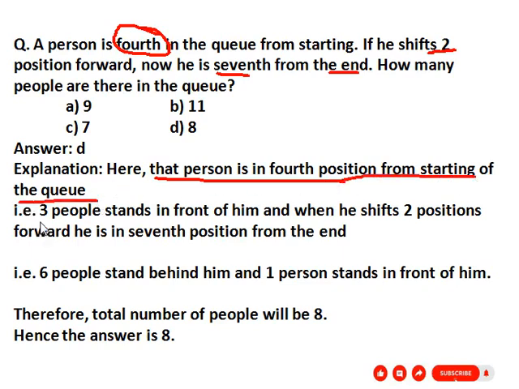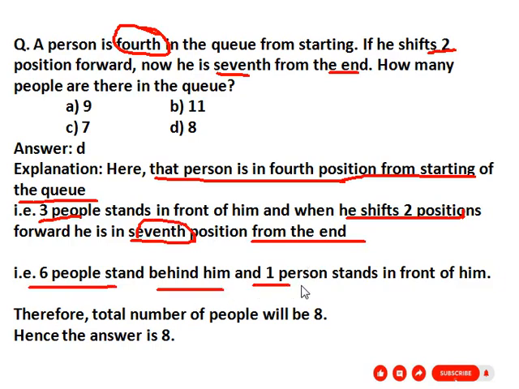That is, 3 people stand in front of him, and when he shifts 2 positions forward, he is in 7th position from the end. That is, 6 people stand behind him and 1 person stands in front of him. So therefore the total number of people will be 8. Okay, so the correct answer is 8. They are given option 8.